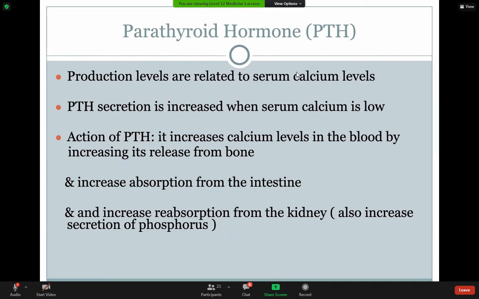So parathyroid hormone. The parathyroid hormone production levels are related to serum calcium levels. So parathyroid hormone secretion is increased when serum calcium is low. The action of PTH is increasing calcium levels in the blood. How does it do that? It increases its release from the bone. So it releases calcium from the bone into the bloodstream and increases absorption of calcium from the intestine. It also increases reabsorption of calcium from the kidneys and increases secretion of phosphorus.